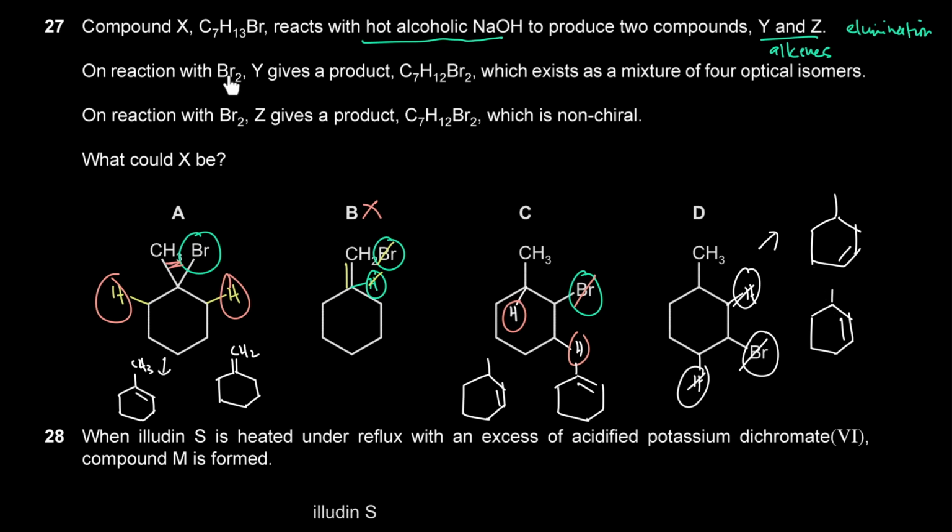Now in reaction with bromine, one of these compounds gives a product which exists as a mixture of four optical isomers. So let's start with this compound here. If we react this compound with bromine, we're going to have an electrophilic addition reaction, and we're going to see the addition of bromines across the double bond, so two bromines being added. Now this compound has two chiral centers, which means we have a total of how many optical isomers? We have a total of 4 optical isomers.